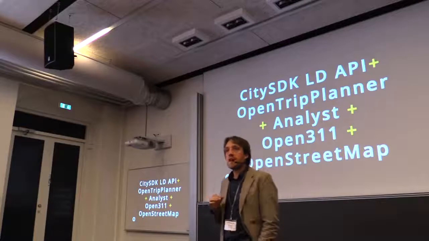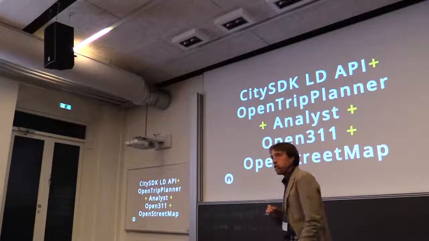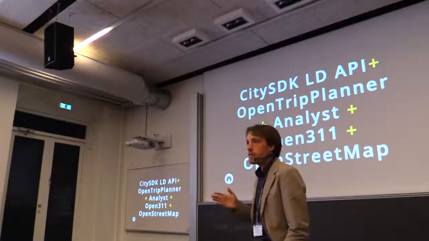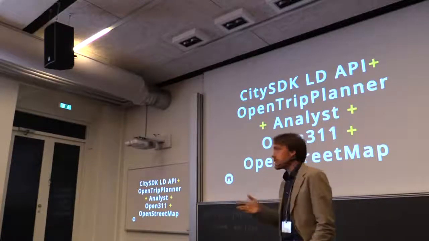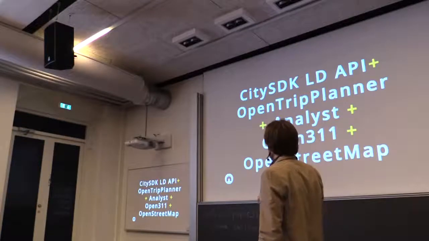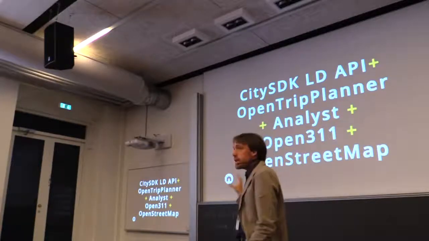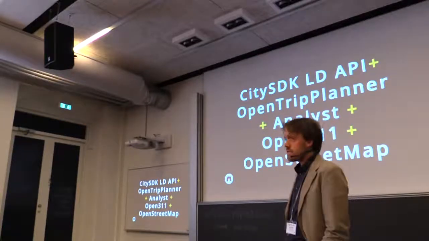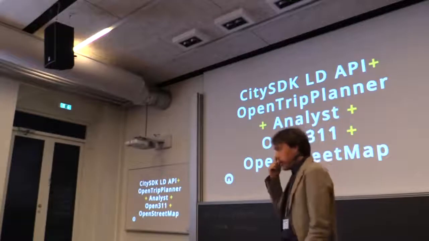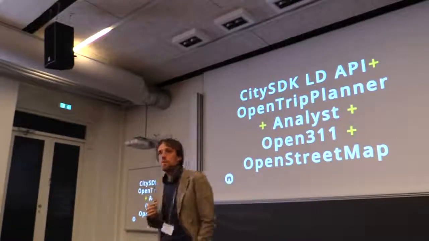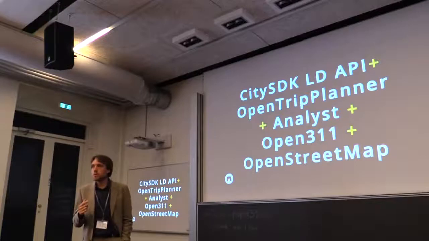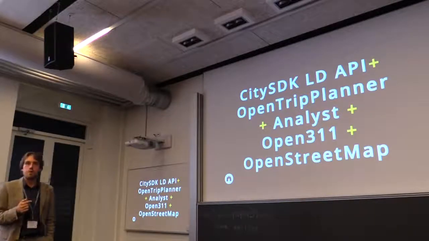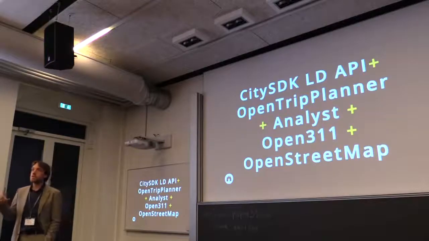The API also is designed to work closely together with OpenTripPlanner, for instance. People that have done a lot of work on making route planning using GTFS, but also route planning for bikes and cars using OpenStreetMap. It also is made for analysts. Analyst is a great tool that I will get to at the end of my talk. It works closely with Open311. Is Open311 familiar here? Not so much. 311 is the phone number you apparently call in the United States when there is something wrong in your city.